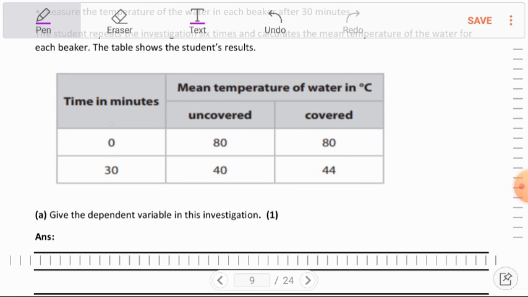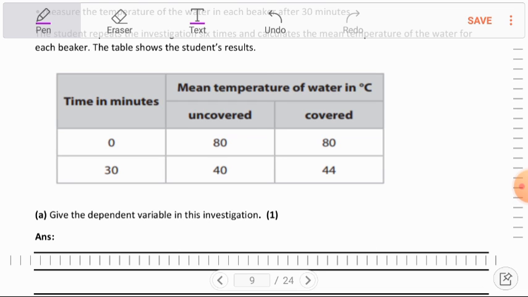So at the initial temperature, the temperature for both beakers is the same, that is 80, but after 30 minutes the uncovered beaker loses 40 and the covered beaker loses 80 minus 44, which is 36. So the covered beaker loses less temperature and the uncovered beaker loses a bigger temperature.